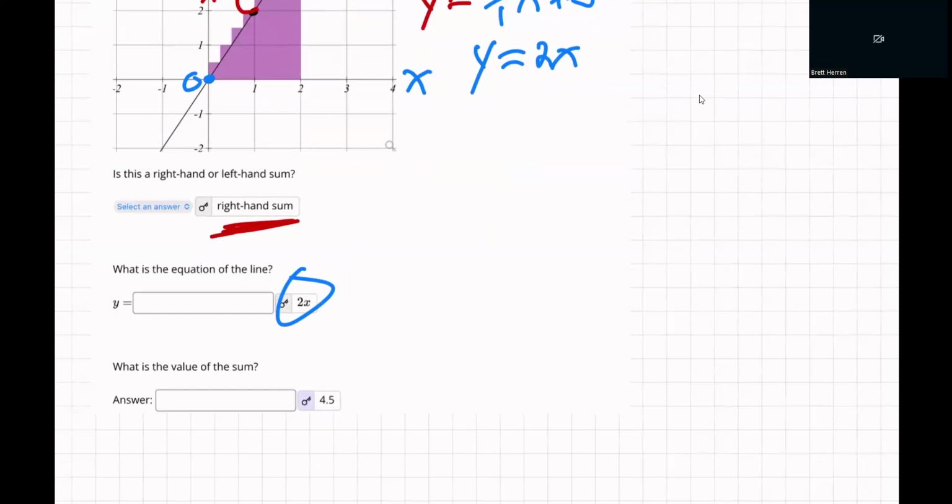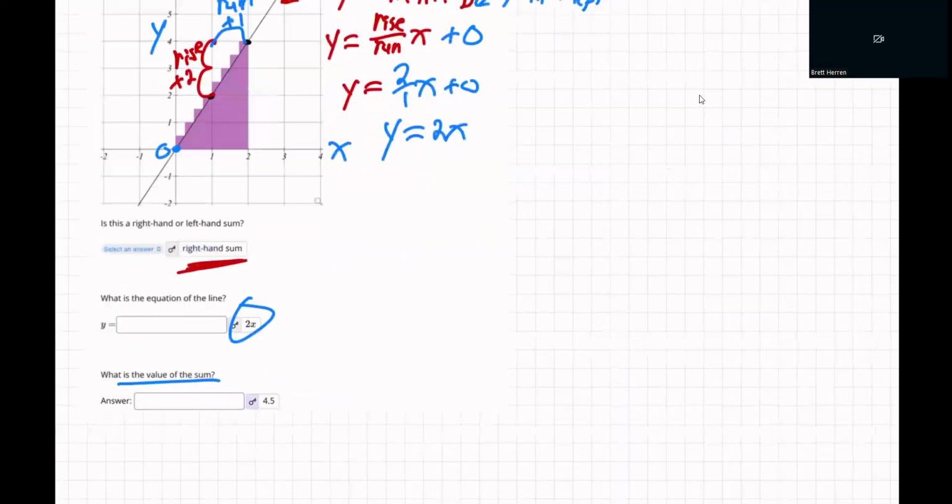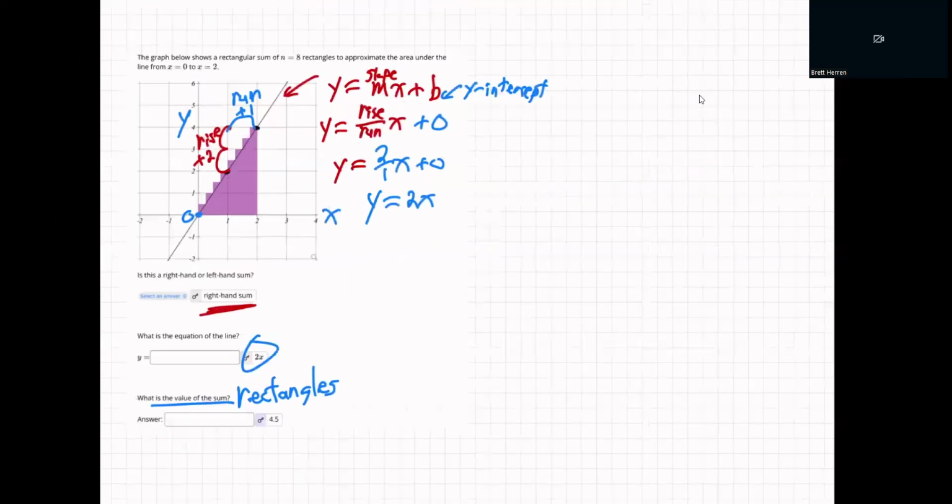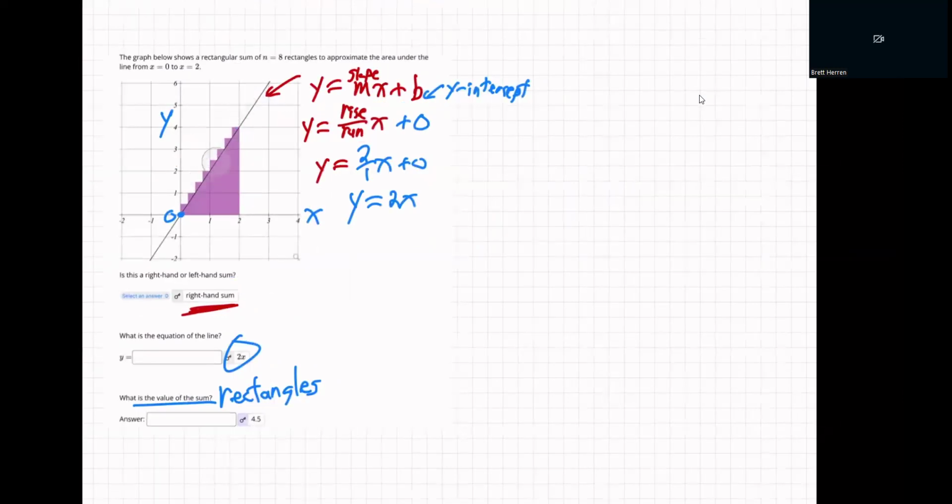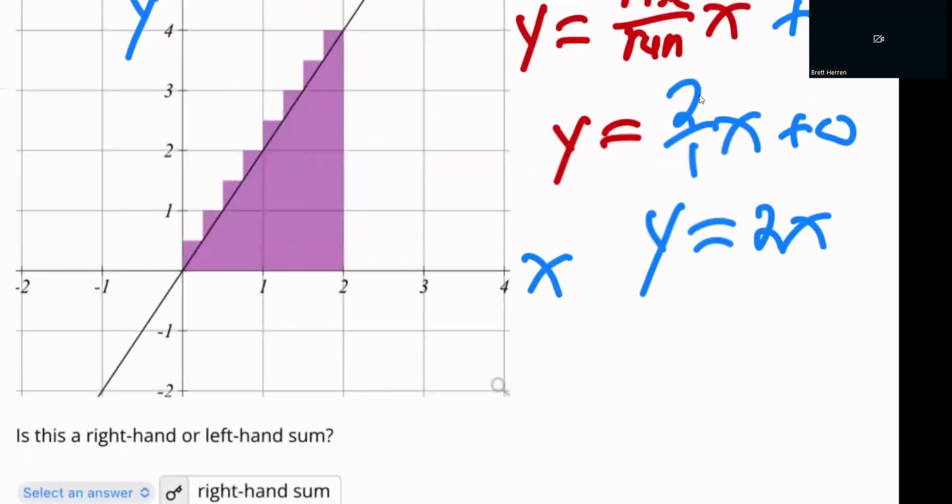Now, last one. What's the value of the sum? They mean the sum of the rectangles, which is going to be an overestimate for the area under the line. So how do we find the sum of the rectangles? Well, we're going to take these rectangles and take a close look at them. So here's the first one. See this rectangle?